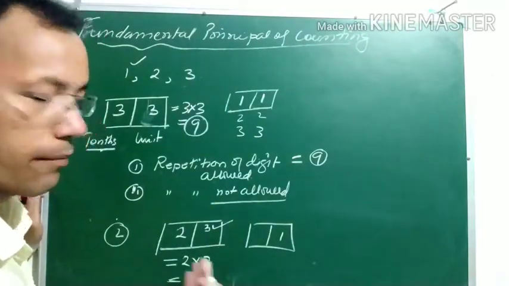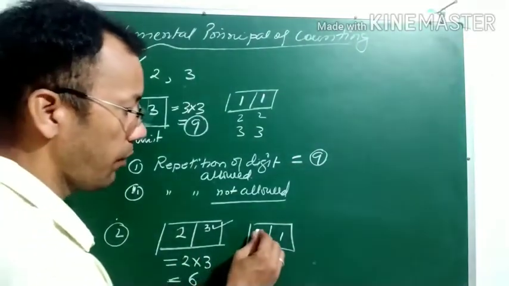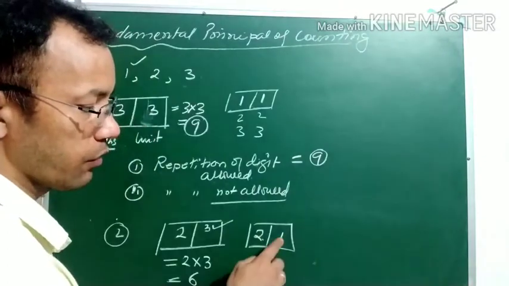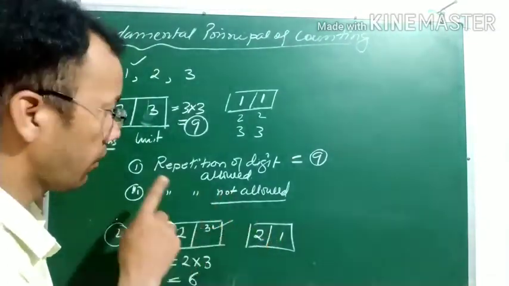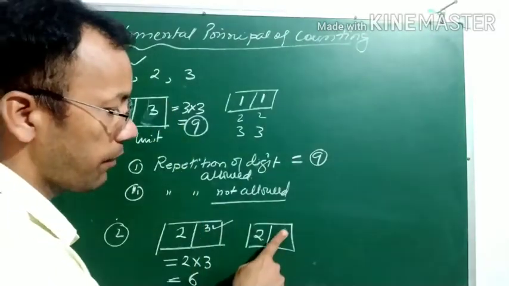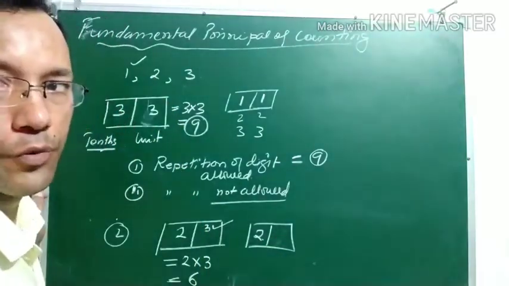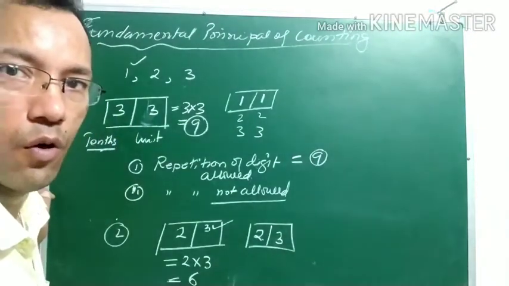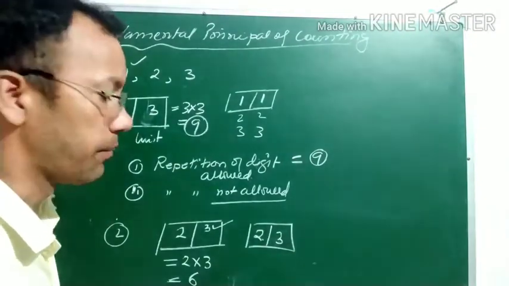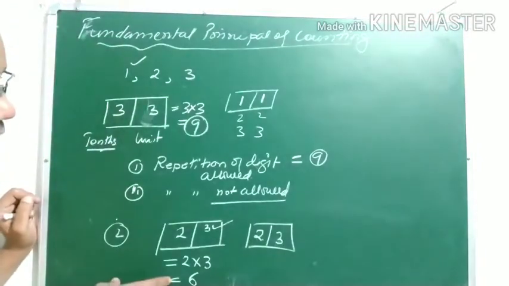So the remaining digits are 2 and 3. So how many digits? 2, right? So 1 means the digit 1, right? From here. But how many options are available? 3 available. That is, whether I can write 1 or 2 or 3, right? So this is called repetition is not allowed.